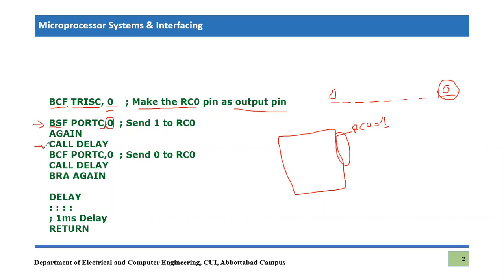Then we go to call delay. Call is calling a subroutine whose name is delay. We go to the subroutine, and what does this subroutine do? This subroutine just creates a delay of 1 millisecond. So what will happen when this subroutine finishes? We will have a delay of 1 millisecond.